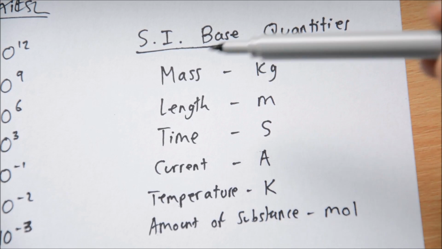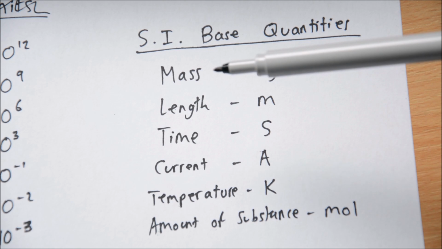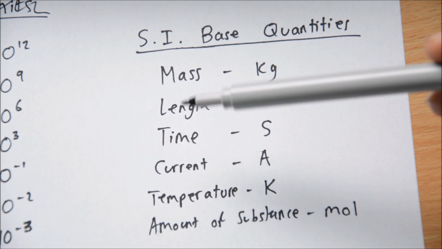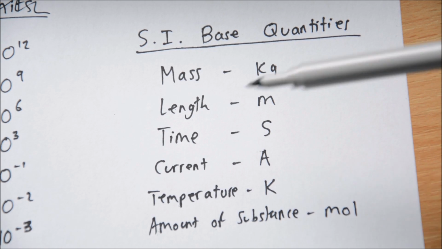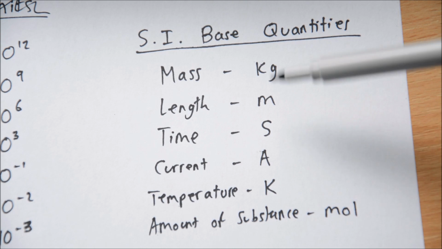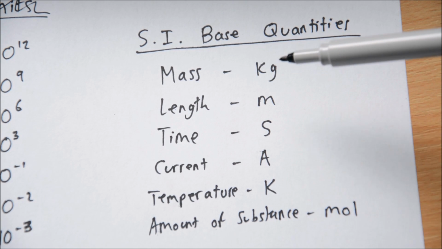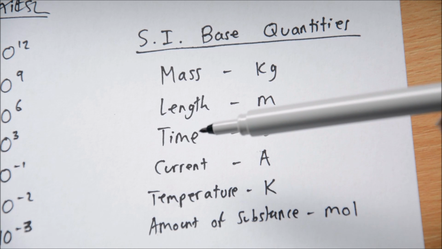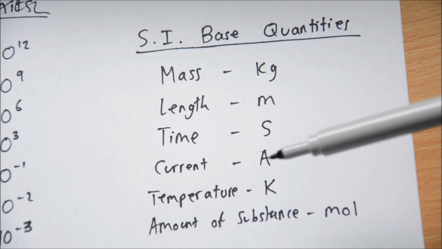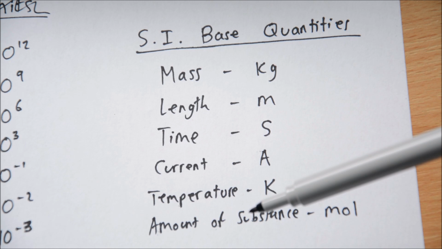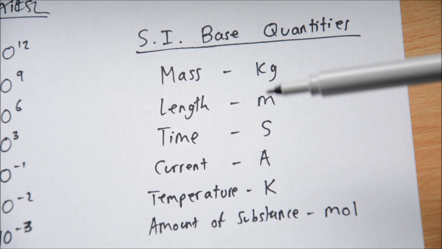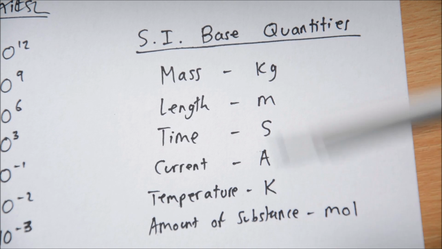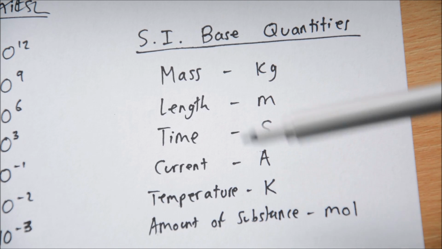The SI base quantities are the quantities here, so if you're measuring anything from this list of different variables over here, you'd have to always use these units. If you're measuring mass, you'd use kilograms. If you're measuring length, you use meters. If you're measuring time, you use seconds. If you're measuring current, you use amps. If you're measuring temperature, you use Kelvin. And if you're measuring the amount of substance, you use mole. There are obviously more SI base quantities than this, but for the purpose of this exam, you don't need to know any more.